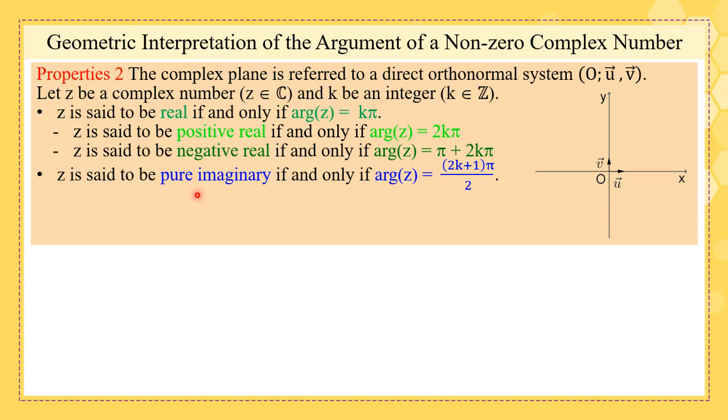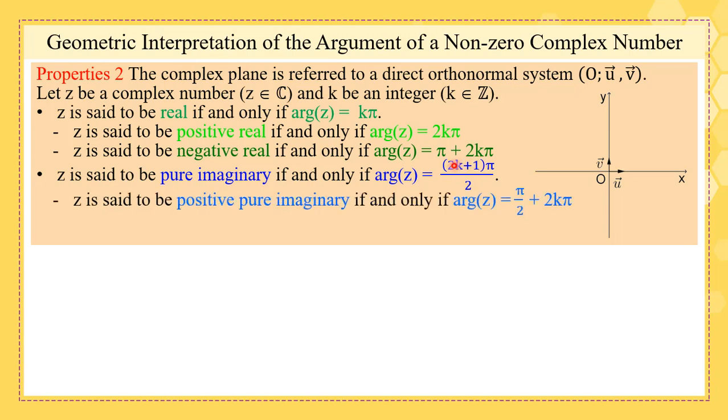Now z is said to be pure imaginary if and only if its argument is (2k plus 1) pi over 2. Pure imaginary could be positive pure imaginary, somewhere here where we have the red point, and in this case the angle would be plus pi over 2. It could also be negative, somewhere here, and the angle in that case would be negative pi over 2. Remember, 2k plus 1 represents the odd numbers.